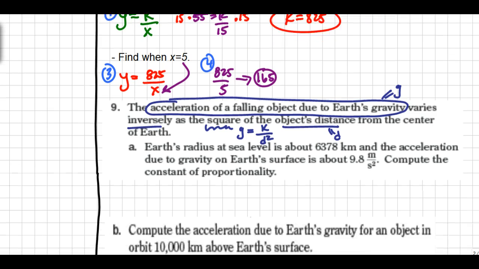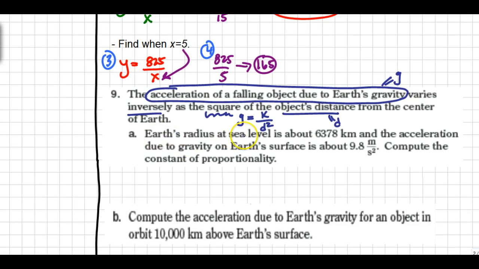Now let's go ahead and start plugging in some numbers. The Earth's radius at sea level is about 6378, so that's a distance. And then the acceleration due to gravity, that's a g, is about 9.8. So I'm going to say 9.8 equals k over 6378 squared. To solve that for k now, I'd multiply both sides by 6378.